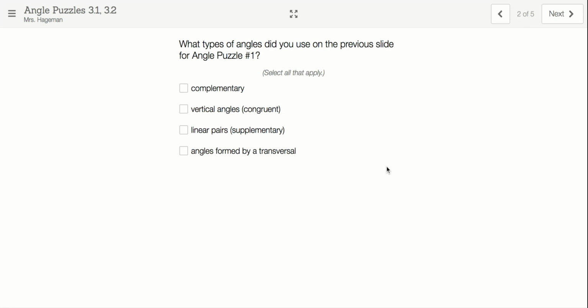And then the next slide, what types of angles did you use on the previous slide for angle puzzle number 1? So we didn't use complementary, that adds up to 90. We used vertical because those were congruent. We used linear pairs because those were supplementary, adding up to 180. Be careful with this one. We did not use angles formed by a transversal. Remember, a transversal is one line that intersects 2 other lines at 2 other points. Okay, so there was no angles formed by a transversal.